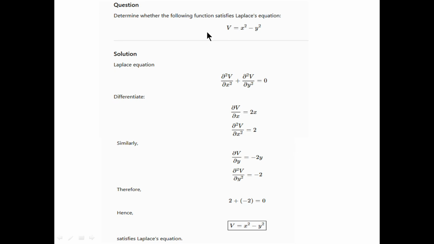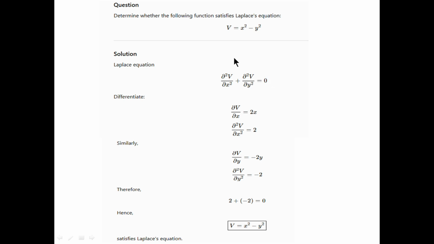Next question is to determine whether the following function satisfies the Laplace equation. We have a function V = x² − y². Now we have to check this potential against the Laplace equation. We know that the Laplace equation is ∇²V = 0. In two dimensions we can write ∂²V/∂x² + ∂²V/∂y² = 0.